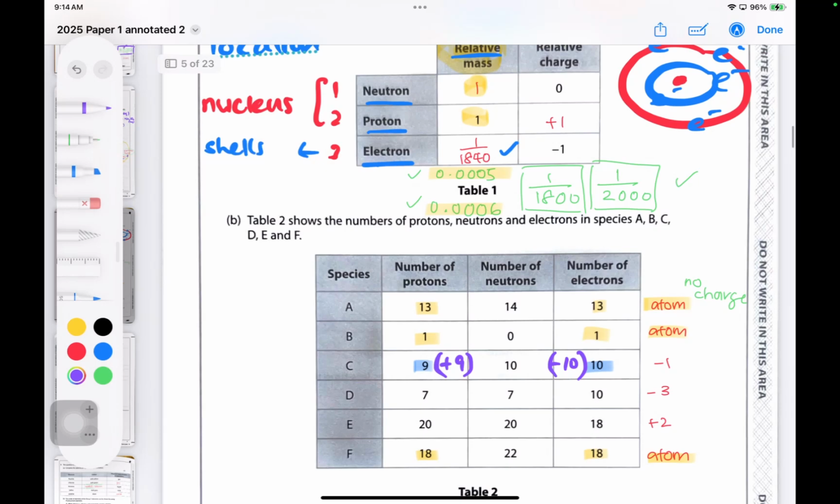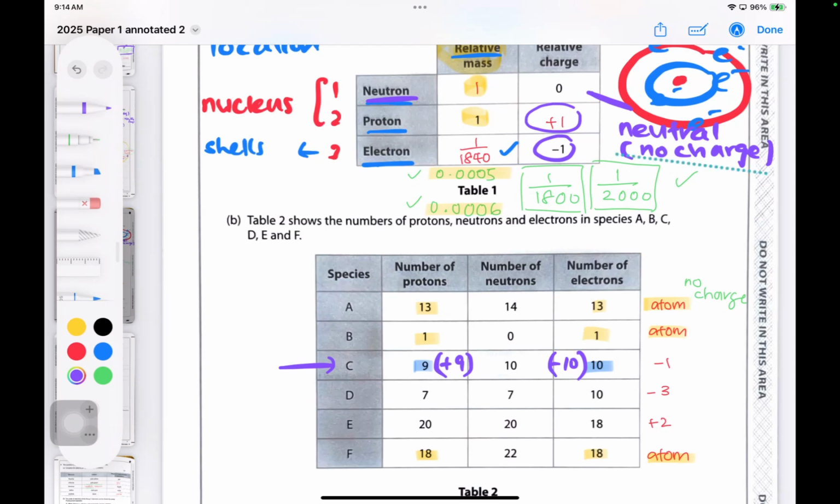Oh, I've got to talk about this. Proton has a charge of positive 1, electron has a charge of negative 1. Neutron, as its name suggests, it's neutral. So there is actually no charge, or 0 charge, for neutron. Okay, so back to C again. If you have got 9 protons and 10 electrons, what's the overall charge of this species?